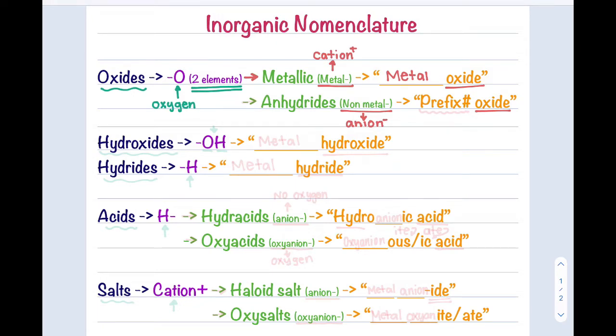Remember that. Now, the anhydrides are going to use the prefix of number. The prefix of number is mono, di, tri, etc. Remember also that the only one that uses the prefix mono is oxide, like monoxide.